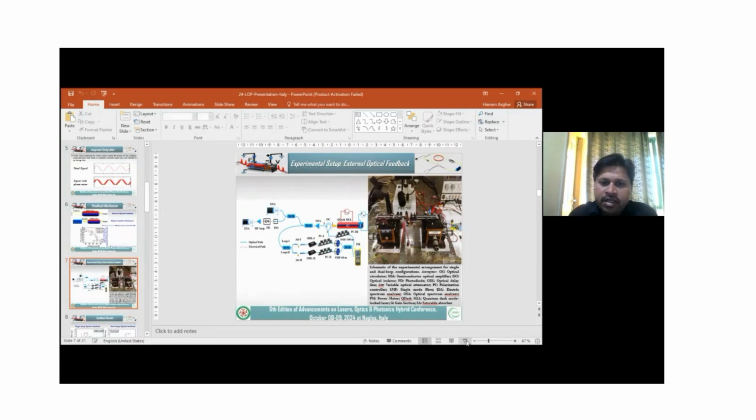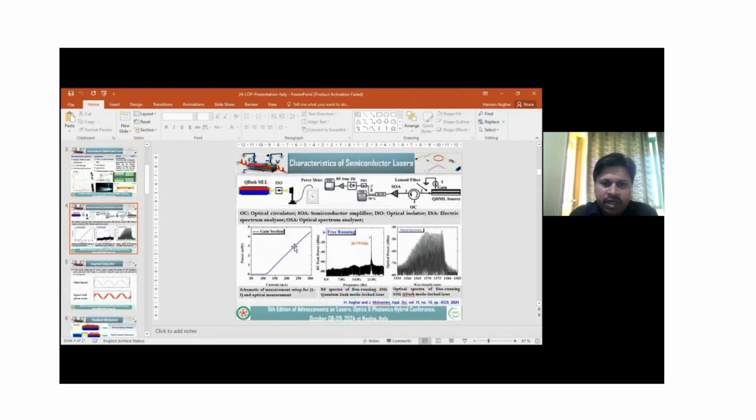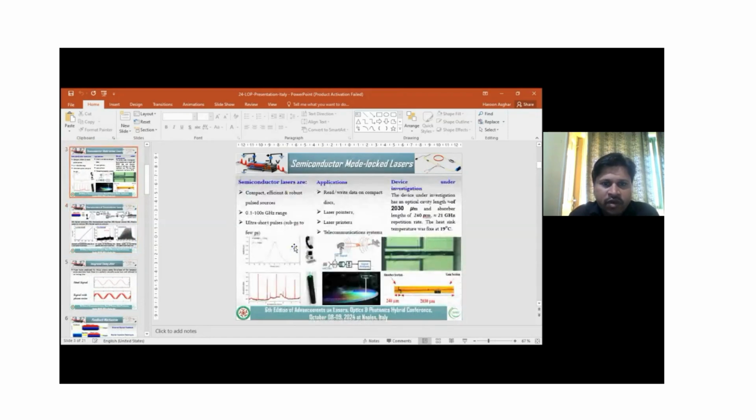So here, this is the schematic diagram of our cavity. Before I present it, I will have a quick look at 2 to 3 slides. Due to some technical issues, maybe these slides will not appear. First of all, this was the basic introduction of semiconductor lasers, and I mentioned that we use this device, which is a quantum dash mode-locked laser device, which was used in this study. This 2030 micrometer is the cavity length, and 240 micron is its absorber length.